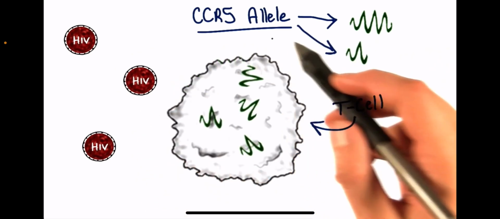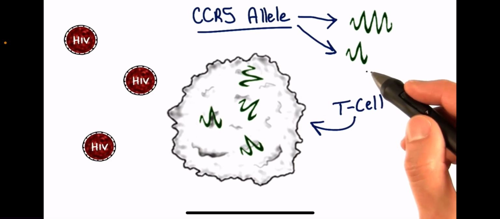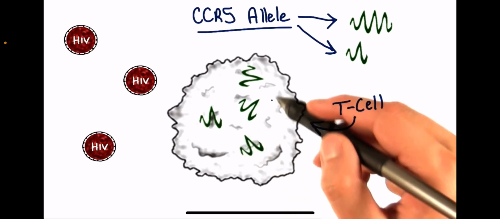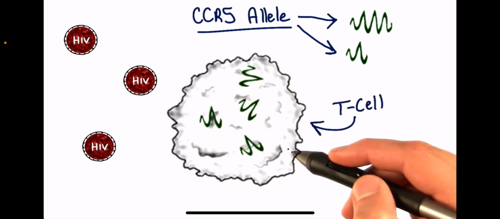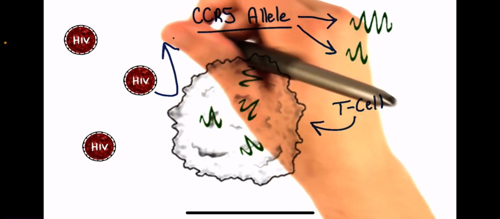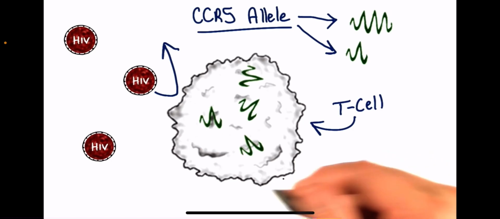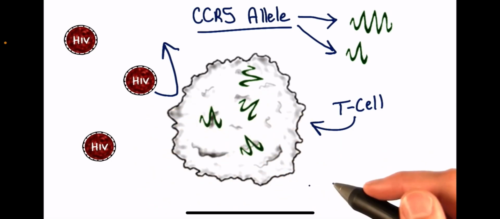However, there's an allele of Ccr5 that creates a very dysfunctional version of the protein, rendering it pretty much non-functional, and it can't even get to the cell surface of T cells. Without that Ccr5 protein, the HIV simply can't get in the T cells. The T cells are thus resistant to HIV infection.